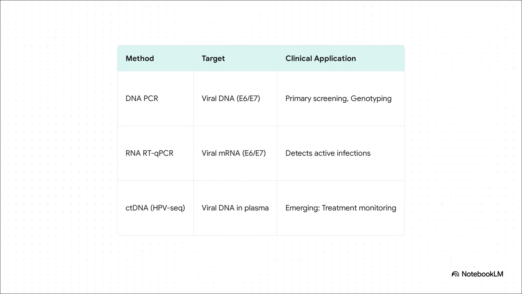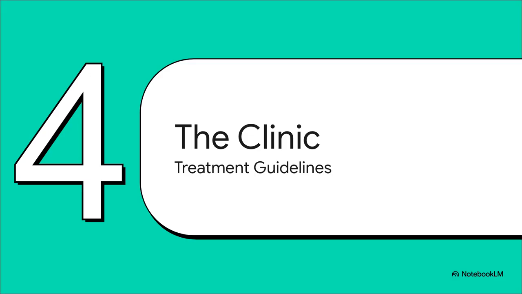They don't just tell you if the virus is there, they tell you if it's transcriptionally active by spotting that E6/E7 messenger RNA. That gives you much higher specificity for the lesions that actually matter. And on the horizon, we have things like ctDNA analysis, which is this incredible emerging tool for monitoring treatment without invasive procedures. So, we found the virus in the lab.